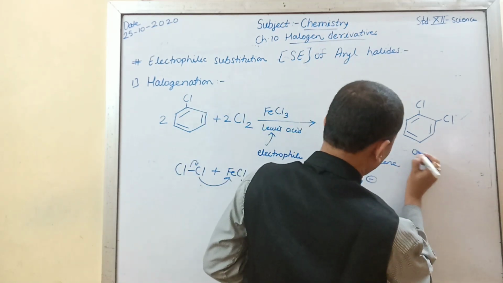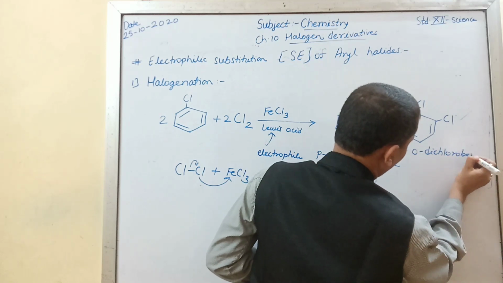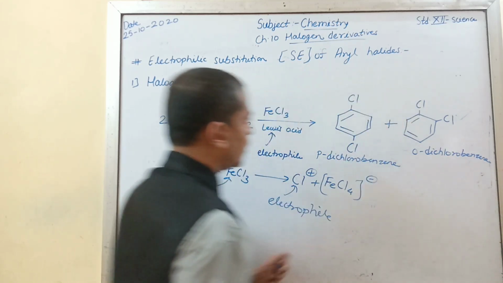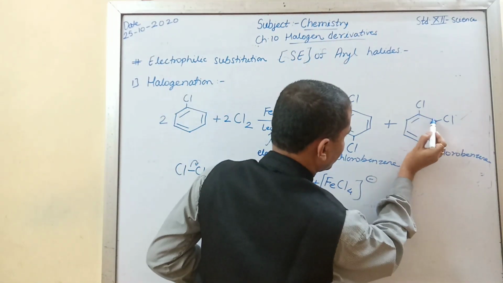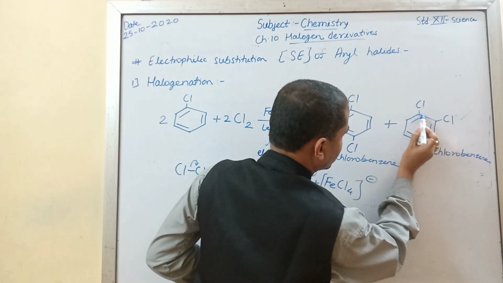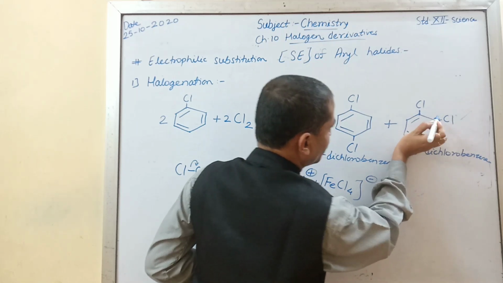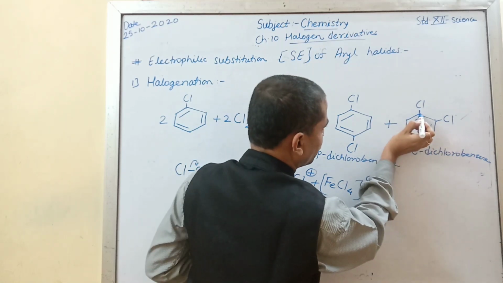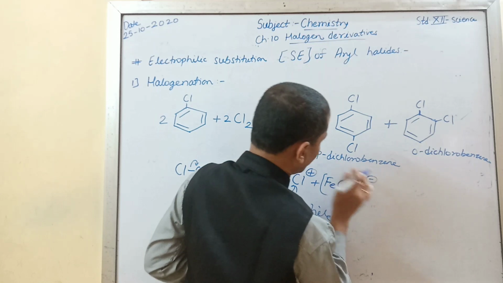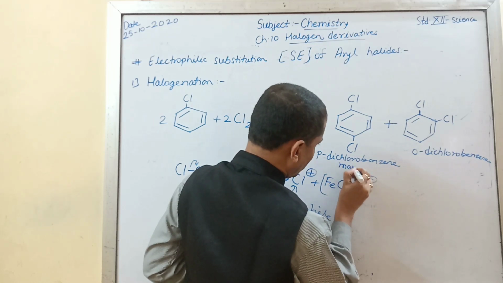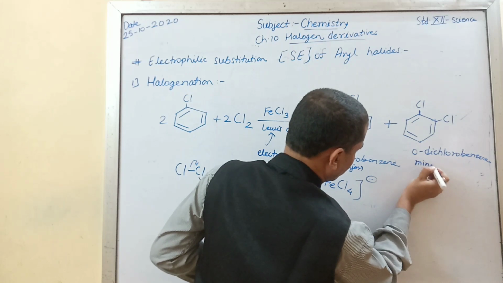Para-dichlorobenzene, and this is ortho-dichlorobenzene. Now, which is the major and which is the minor? See here, there is a repulsion between these two chlorine groups because both are what? Negatively charged, and therefore this is major, and this is minor.